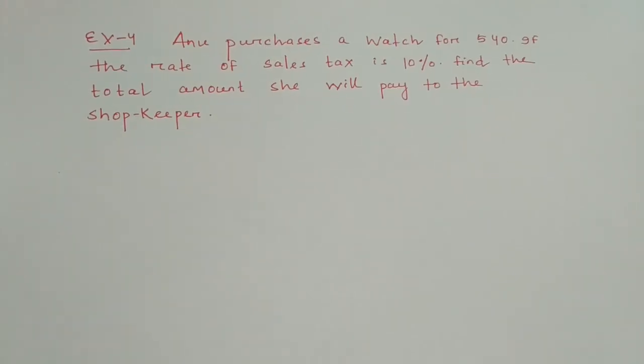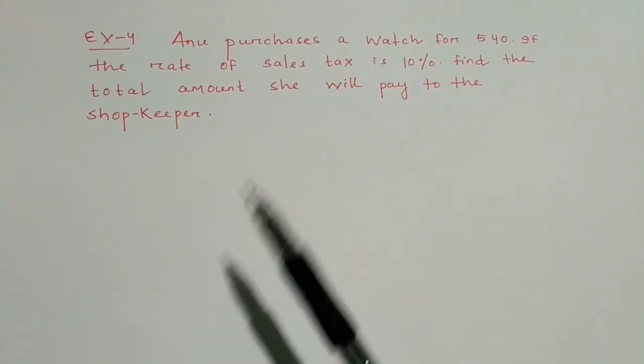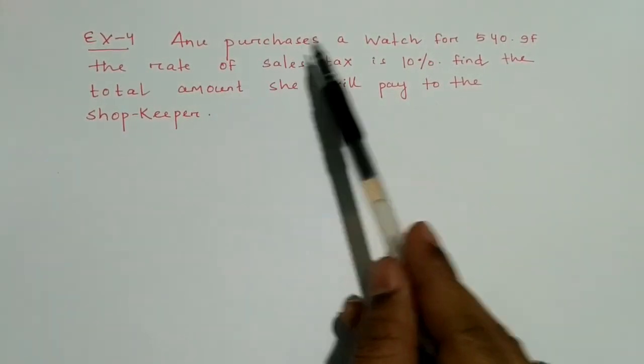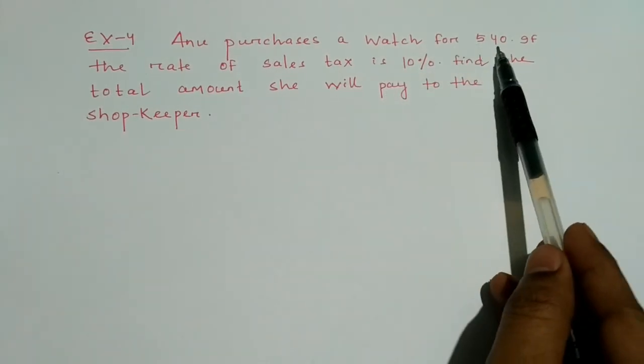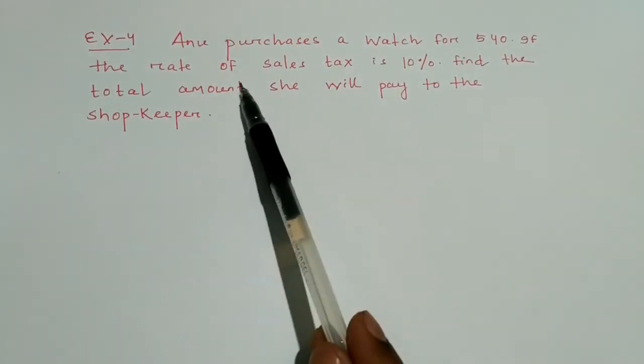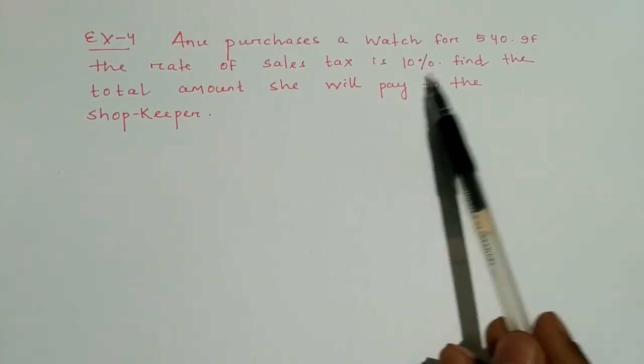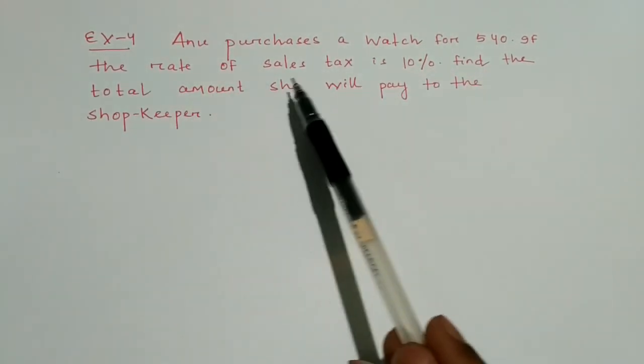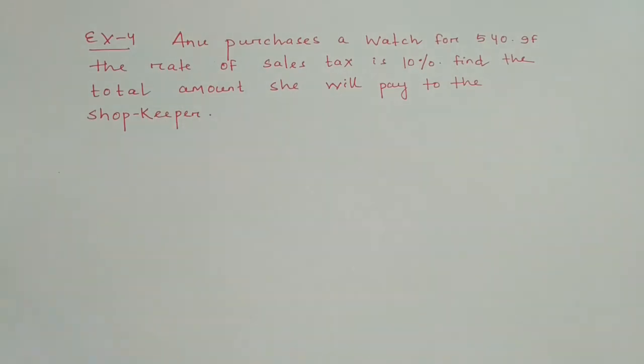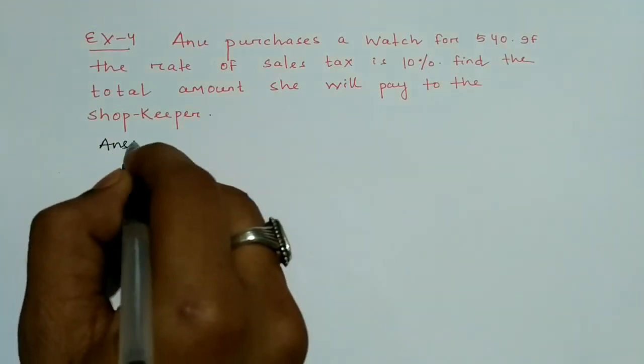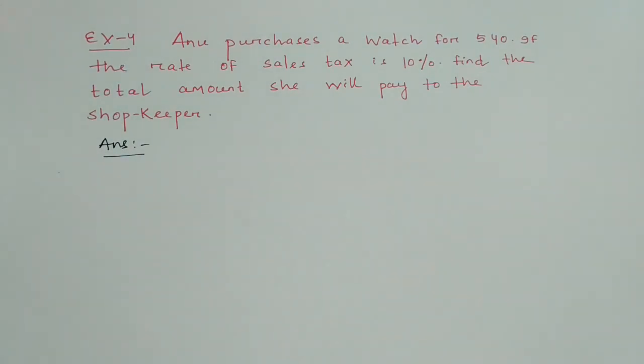So friends, here is your example number 4. The question is, Anu purchased a watch for rupees 540. If the rate of sales tax is 10%, find the total amount she will pay to the shopkeeper. Okay, this is a question about sales tax. As you know, sales tax is an indirect tax and it is always calculated upon the selling price. So the first thing, we have to note down what is given.